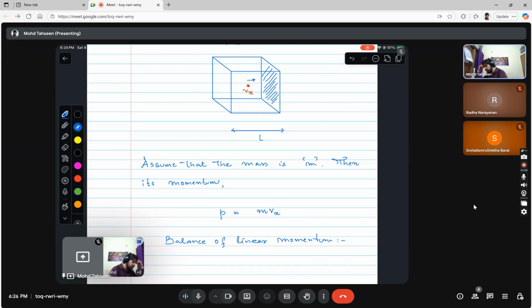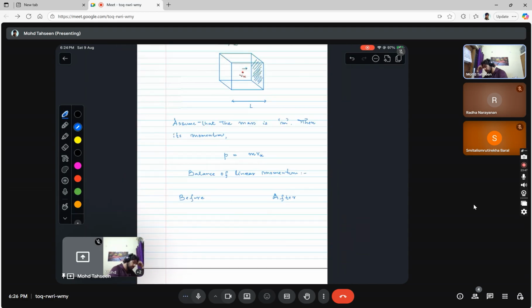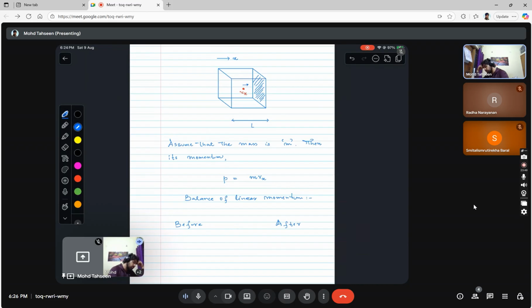So what is the total momentum before the collision? Let me write before and I'll write after here. So before the collision, the wall is stationary, right? The velocity of the wall is zero, so its momentum is zero, and the only momentum contribution is from the particle, which is equal to m v x. And I'll write plus so as to indicate the direction of momentum, because momentum is a vector. And so that's all the momentum that's going to be there before the collision.